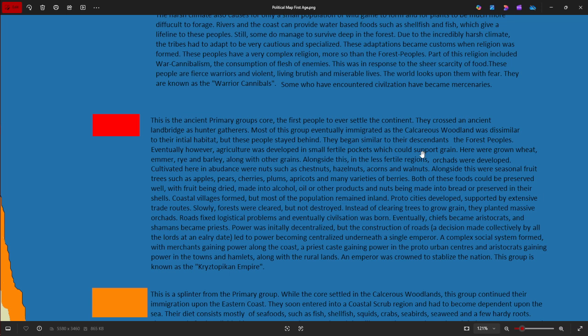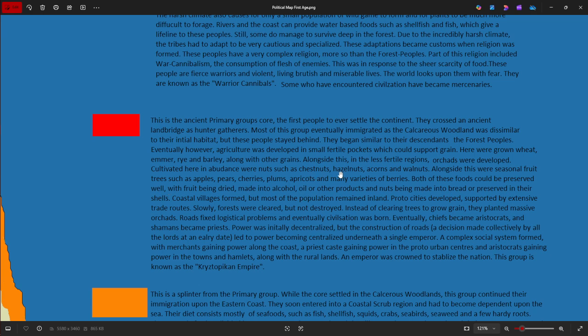And these people could grow grain. They grew wheat, emmer, rye, and barley, and some others. But in the less fertile regions, these people saw all the nut trees and fruit trees growing, and they decided to develop orchards. And this would be the start of something quite remarkable.